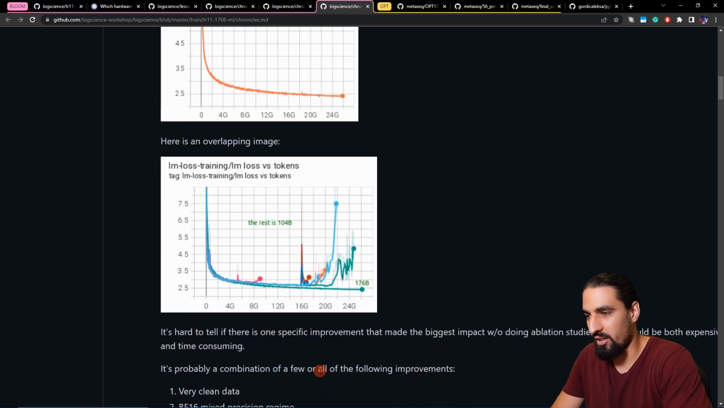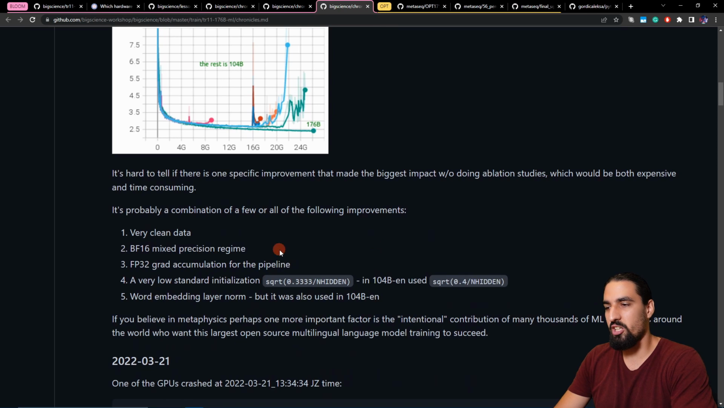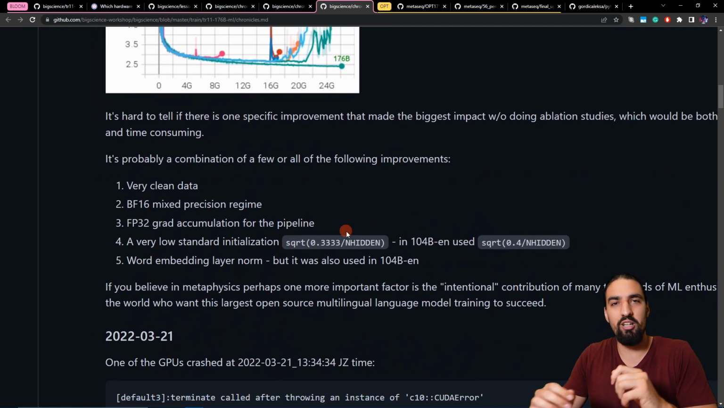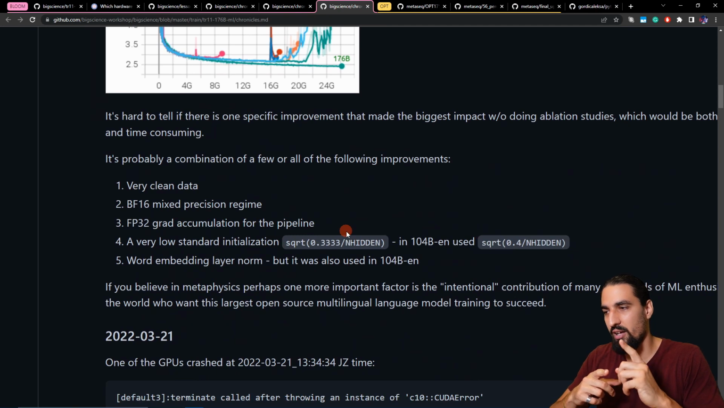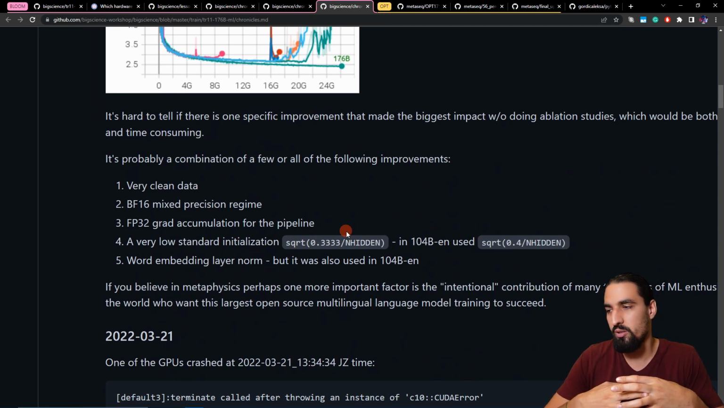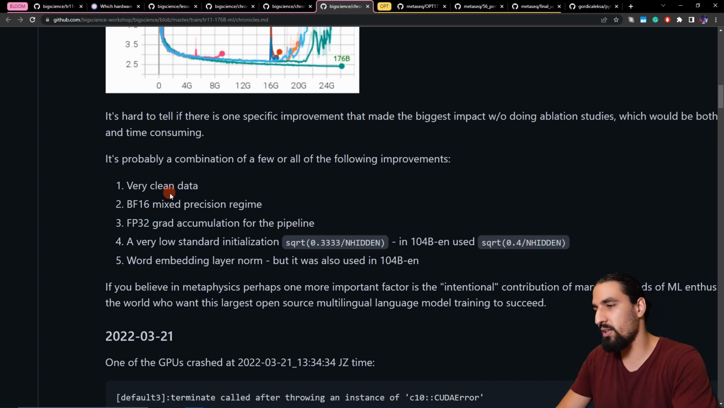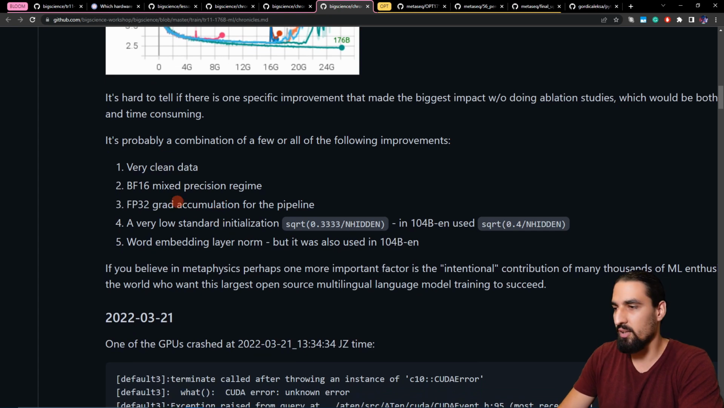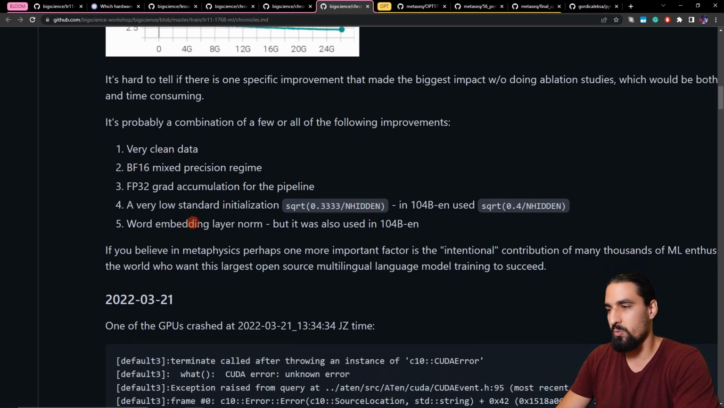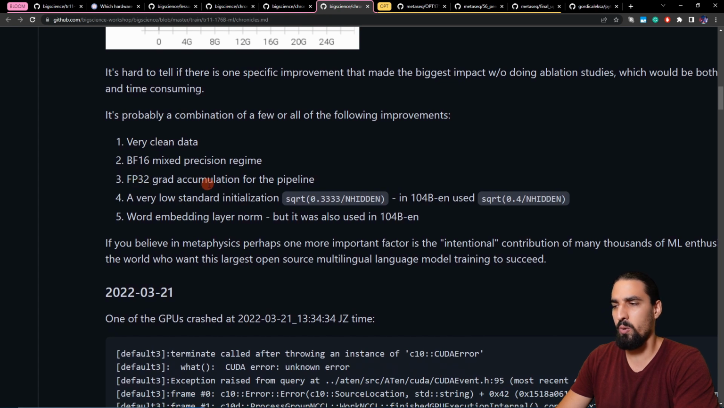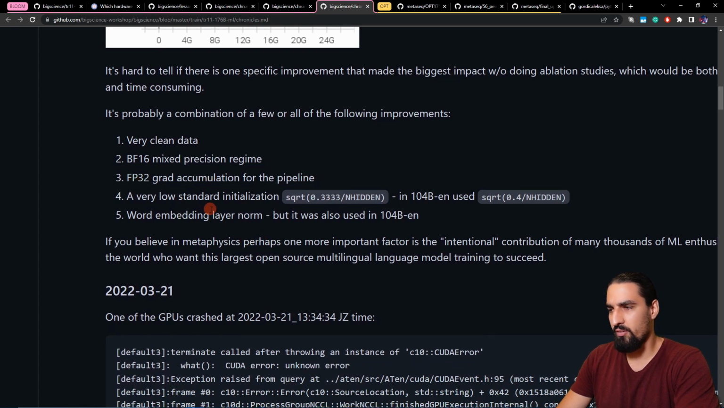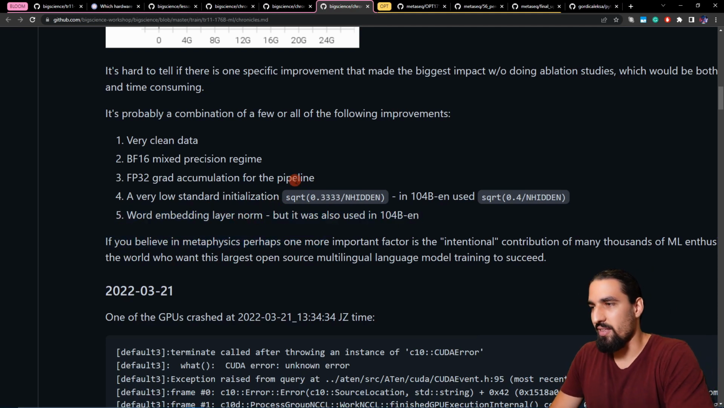So here is the overlapped image, and then they say it's a combination of probably a few of these improvements. It's hard to pinpoint a particular thing, but I have a strong hunch that the bfloat format is what had a very significant impact here. So: very clean data, they had a better dataset for the bigger model, they had the bfloat16 mixed precision regime, the FP32 accumulation for the pipeline, and so on. Very low initialization, word embedding layer norm, but it was also used in, okay, so then I guess that doesn't explain it. Okay, that's pretty much it.